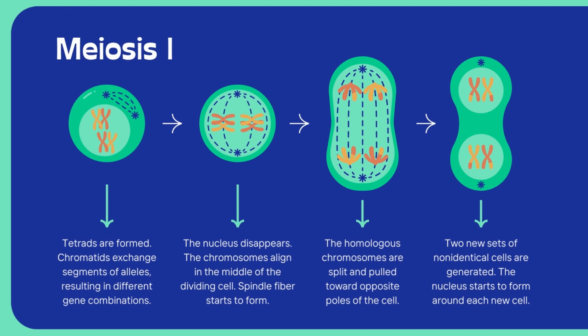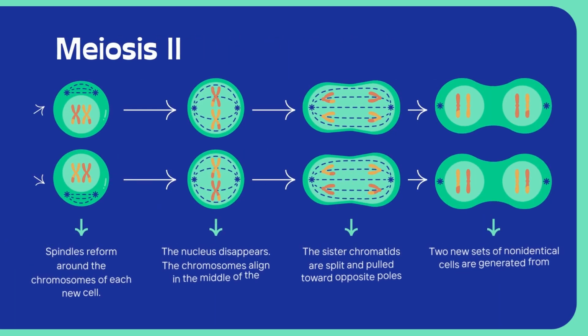2. The nucleus disappears. The chromosomes align in the middle of the dividing cell. Spindle fiber starts to form. 3. The homologous chromosomes are split and pulled toward opposite poles of the cell. 4. Two new sets of non-identical cells are generated. The nucleus starts to form around each new cell.